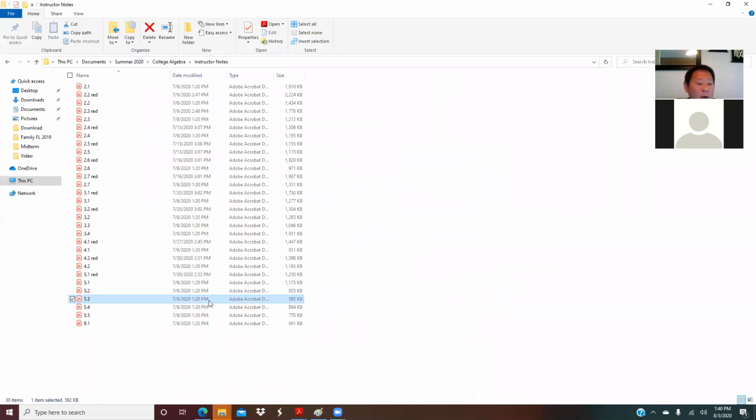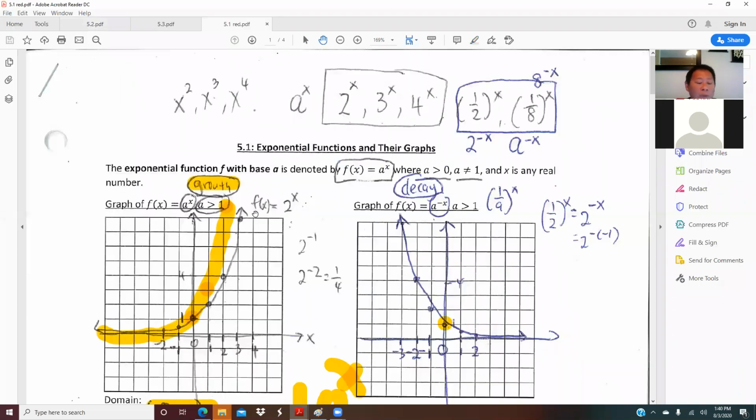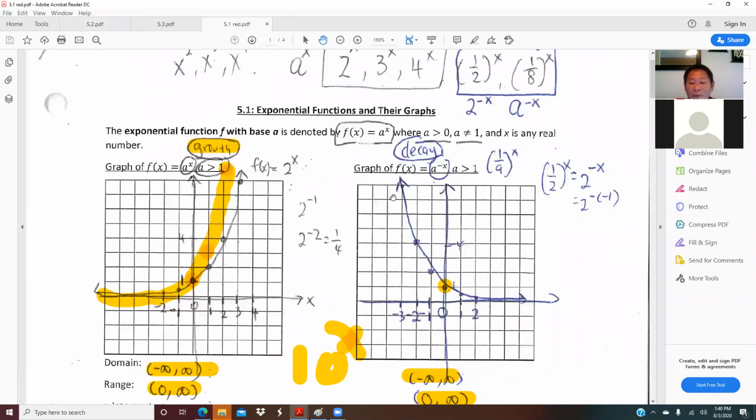If you look at your 5.1 that we did last time, this is the exponential graph that we have here. These are the two exponential graphs that we have here. When you draw a horizontal line, it will cross this graph one time. No matter which graph you give me, they will cross at one point. Even down over here, it will cross at one point.